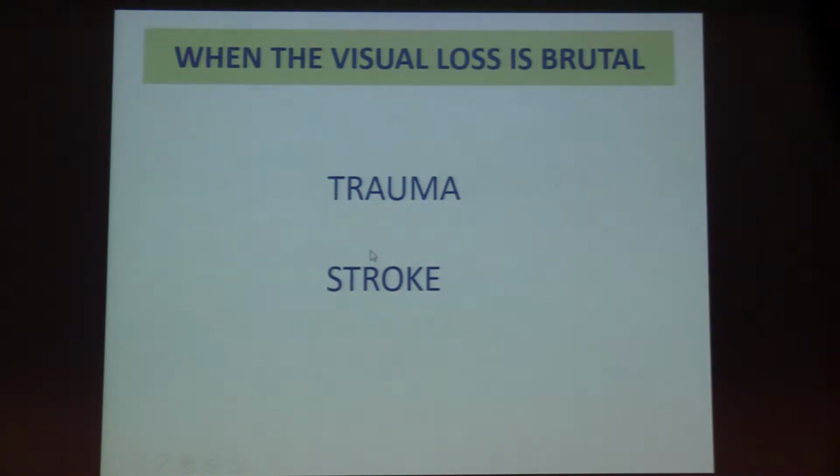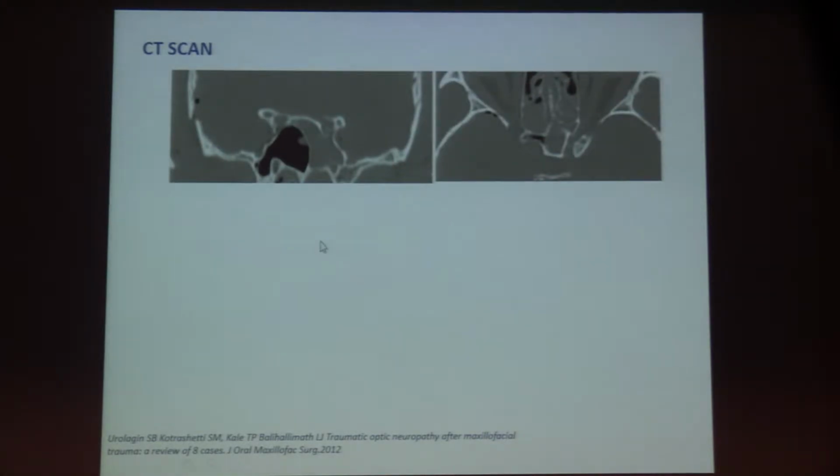When it is brutal, it's very easy. It's either trauma, or something like stroke or hemorrhage. In trauma, one examination: CT scan. Why? Because it shows very well the fracture that will affect the optic nerve, and this is an example of an optic canal fracture with some bony fragment within the nerve.